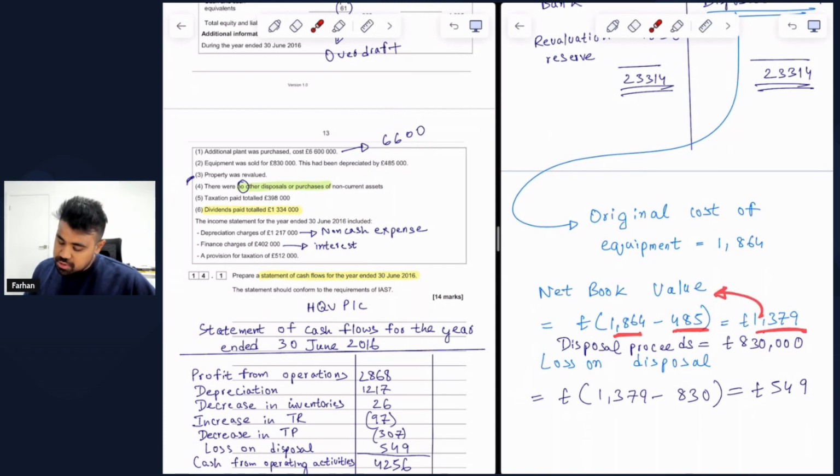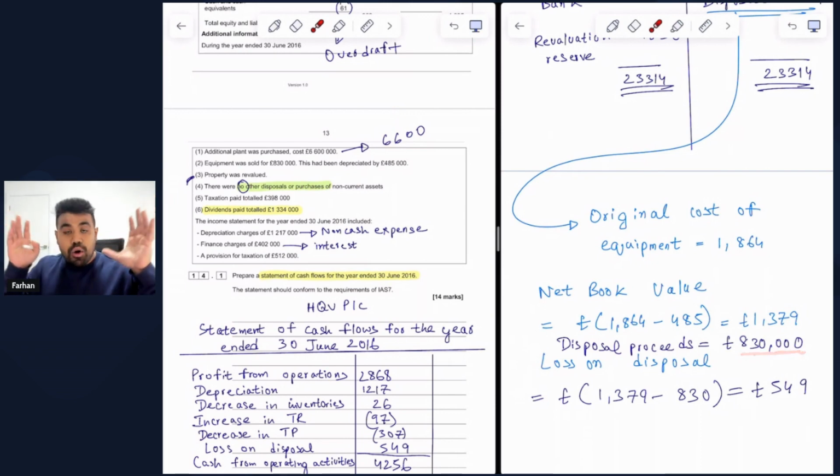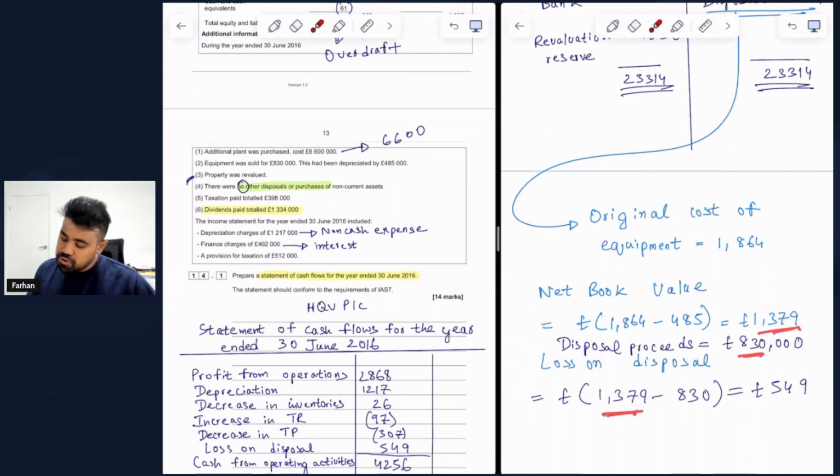Once you have that, given that we know the disposal proceeds is 830,000, which is technically 830, you can see that our equipment had a net book value of 1,379 before disposal, but we ended up selling it for less at 830, which means that we have made a loss on disposal. The loss can simply be calculated by finding the difference between the disposal proceeds and the net book value, which gives £549 as the loss on disposal. So we have loss on disposal as a non-cash expense.